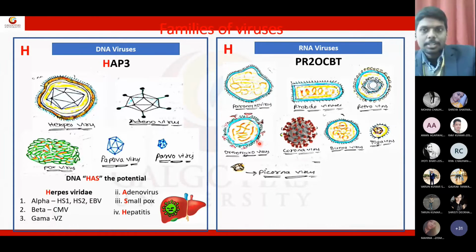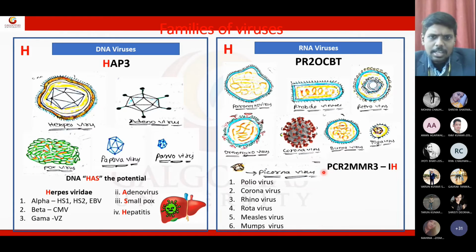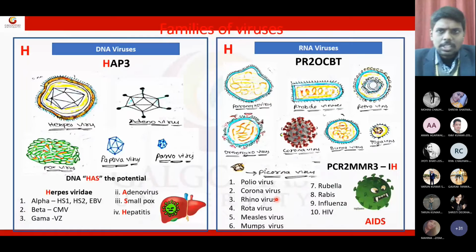So just remember the families of this one. Influenza viruses belong to this one. Then PCR square. So the individual viruses you can understand by the mnemonic PCR square, PCR, MMR cube. P stands for polio, C stands for coronaviruses, R for rhinoviruses, rotavirus, measles, mumps, rubella, rabies, influenza, HIV. So these are the RNA viruses.